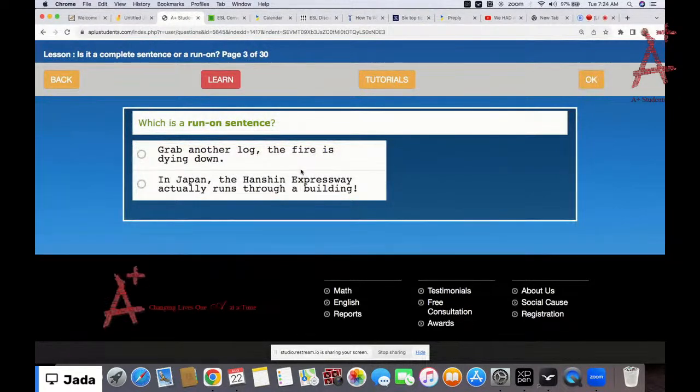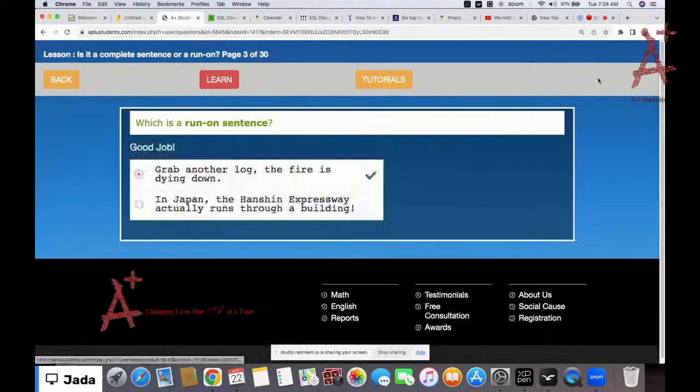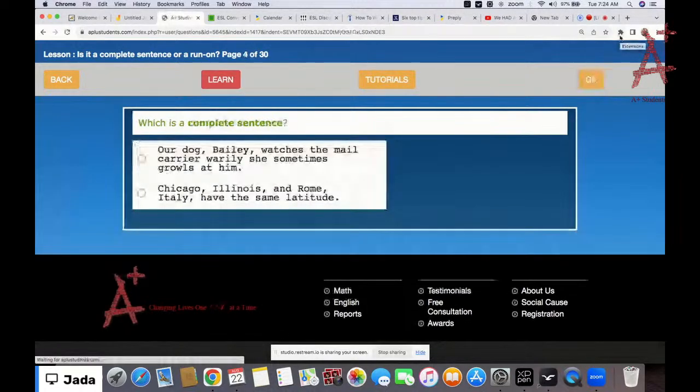So we have the run-on now. Which is a run-on sentence? Grab another log, the fire is dying down. In Japan, the Hanshin Expressway actually runs through a building. The second one is a good sentence. So we can say grab another log, the fire is dying down is a run-on. And then, complete sentence.